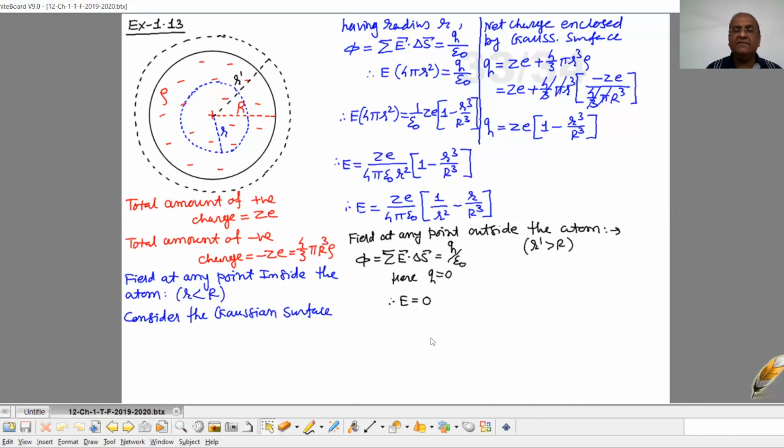It implies that outside the atom, at any point, the electric field is 0. Clear to all of you?